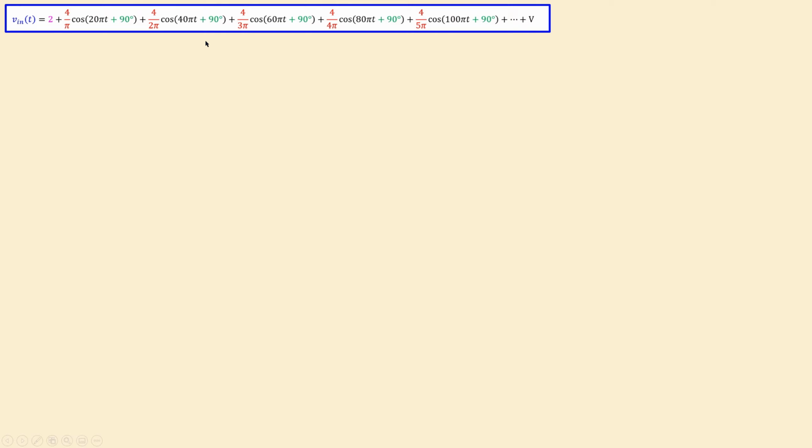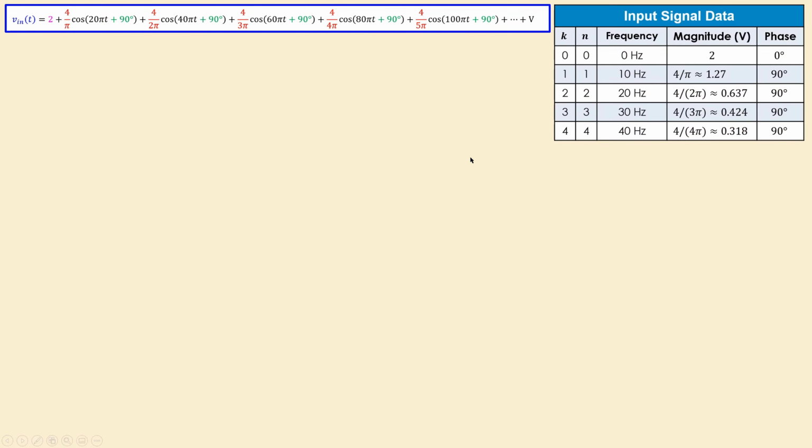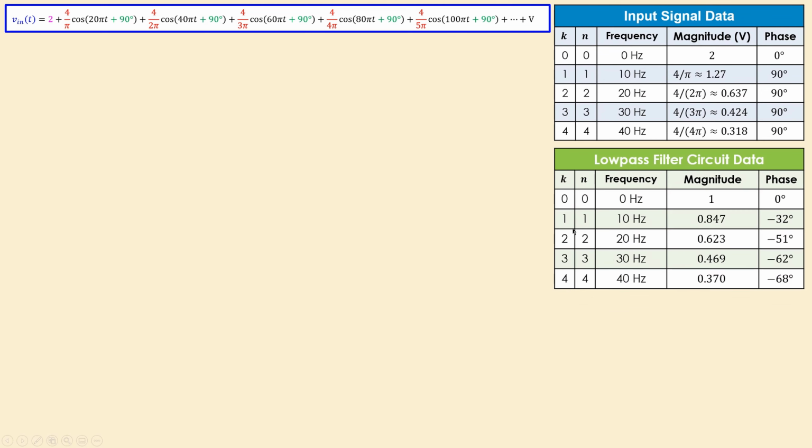This is what we have for our input. Again, to refresh our memory, the input signal has a DC value of 2 and the first 4 harmonics, including the 5th harmonic in this case, is also given. So it will of course go on and you will have your expression for your VN. This is the Fourier series of the input voltage. Again, the data is shown here and this is what we have just determined for our low pass filter circuit.